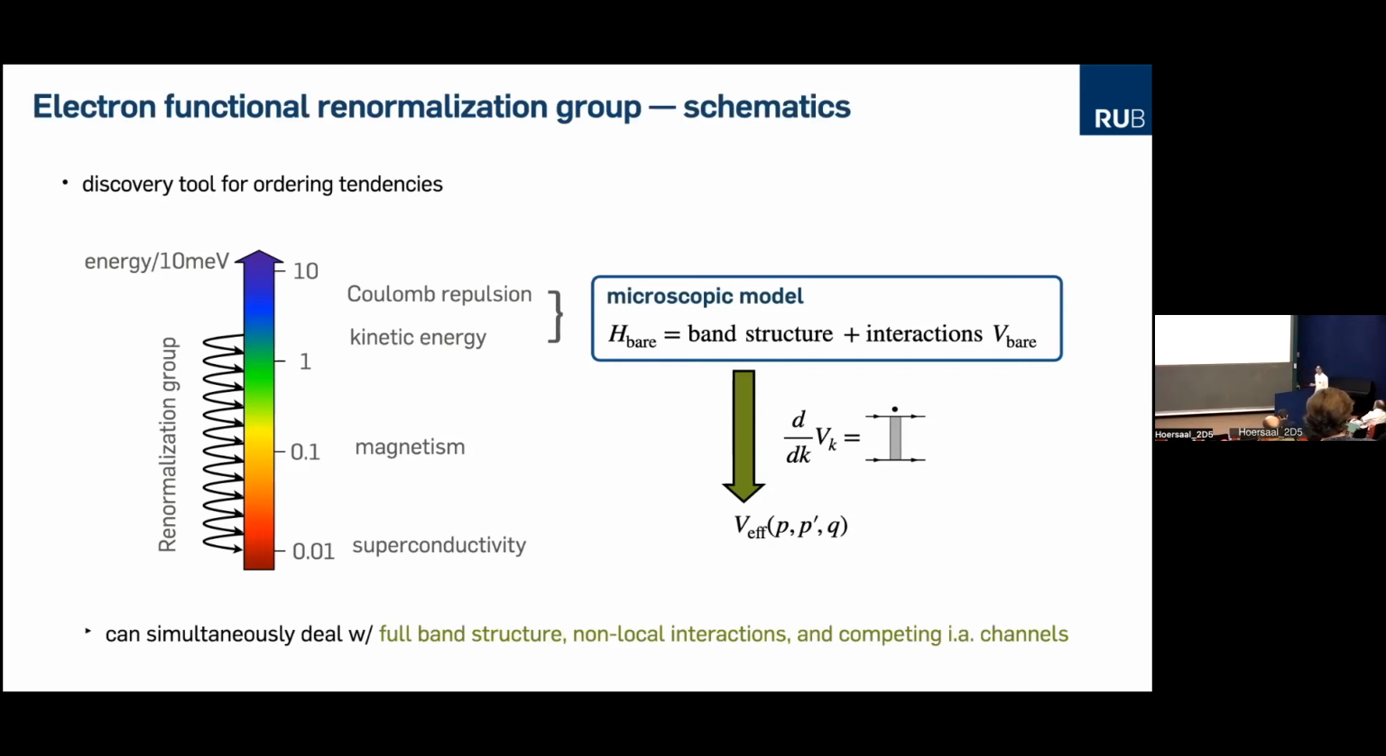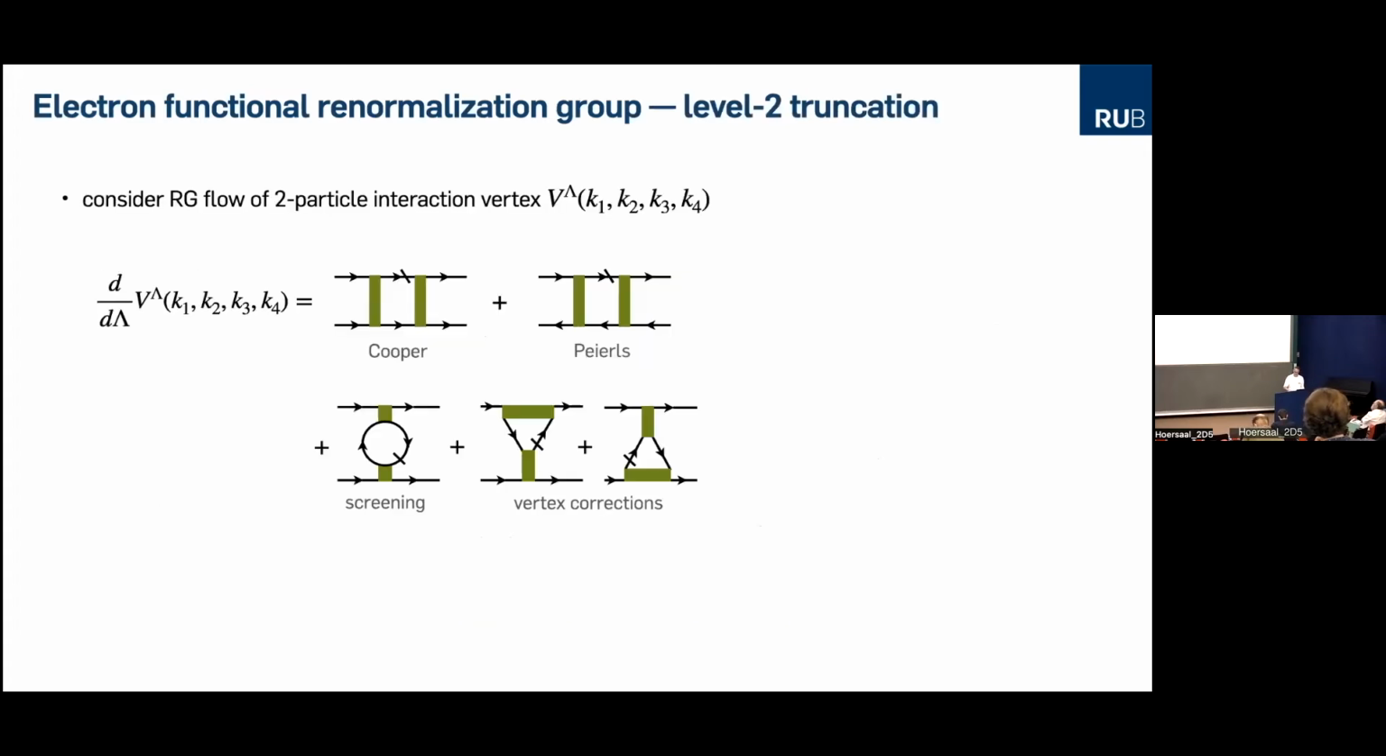So why do we think that's a good idea? It's a good idea because we can take into account the full band structure, the non-local interactions from the microscopic modeling, and we take into account the competition between all these different interaction channels. So roughly like the particle-hole channel instabilities and the particle-particle channel instabilities. And this is basically just for the people who are already familiar with the RG. So this is basically full disclosure. It's the standard level 2 truncation, which sums up the Cooper, Peierls, screening, and vertex correction channels. We neglect six-point vertices and higher, neglect self-energies, neglect frequency dependence. So everybody who thinks they can do better is invited to do that, but maybe you need some more motivation.